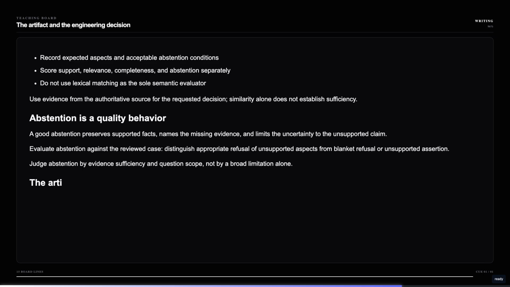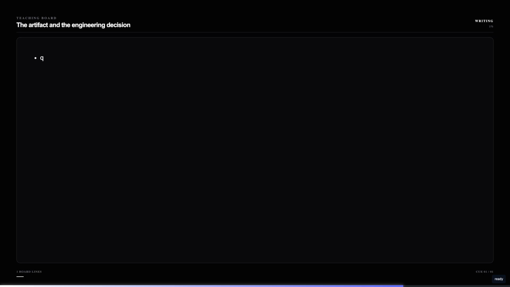The artifact and the engineering decision. Add a generation evaluation record beside the context record. It contains the question, answer, extracted claims, support labels, evidence bands, expected aspects, answered aspects, relevance and completeness scores or annotations, abstention status, evaluator versions, and review outcome. The artifact records what the answer asserted and which packed evidence supports each assertion. Citation tests can consume these claim-to-span links rather than reconstructing them from prose.